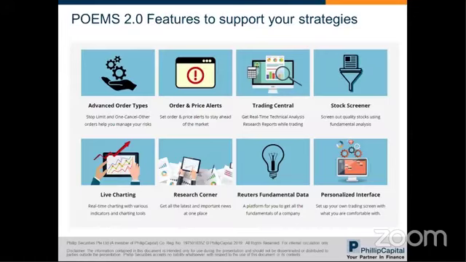So some platforms that we have, for POEMS 2.0, when you want to do your trading itself, you can actually do it through POEMS in this case. In POEMS 2.0, we have the advanced order types, whereby you can place your trades and also see the charts in this case. So let me show you what we have over here.